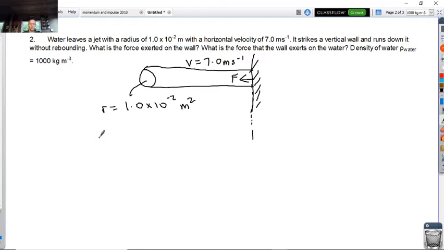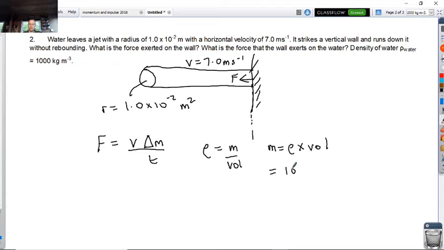Now, to work this one out using exactly the same equation again, your force is going to be your velocity times delta m over delta t. And it comes pretty standard with these. Therefore, your density is going to be your mass divided by your volume, so your mass is going to be your density multiplied by your volume. And therefore, we're going to take our 1000 going here. And then the volume is going to be pi r squared multiplied by L.